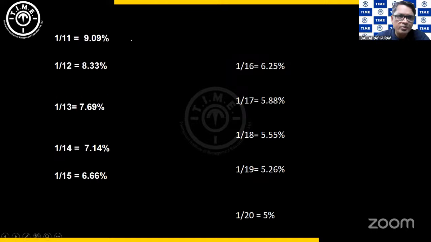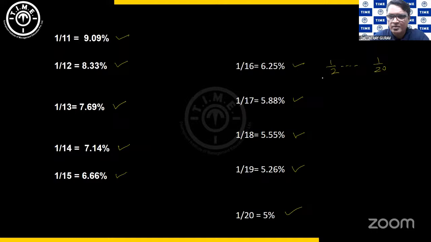Same, we can go for 1 by 11, 1 by 12, 1 by 13, 1 by 14, 1 by 15, 1 by 16, 1 by 17, 1 by 18, 1 by 19, and 1 by 20. So remember at least up to 1 by 20. Starting from 1 by 2 up to 1 by 20, remember all these numbers, so calculation time can be minimized.